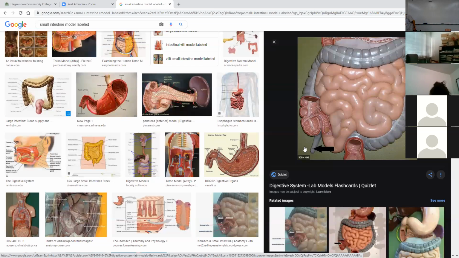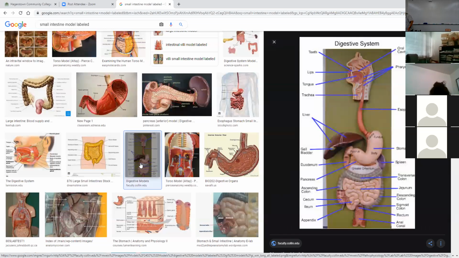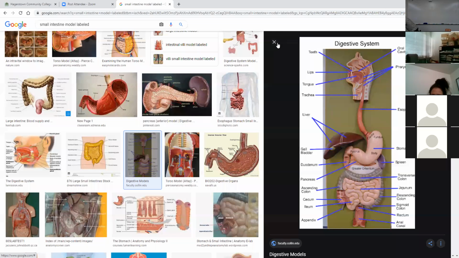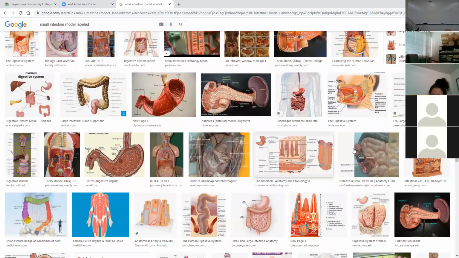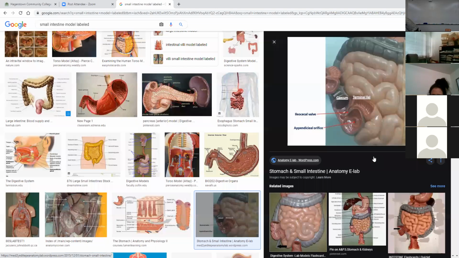Oh, there's our new model right there. It's the model we just got. So I can have that too. And they're all things labeled there. Wait a minute here. Okay.